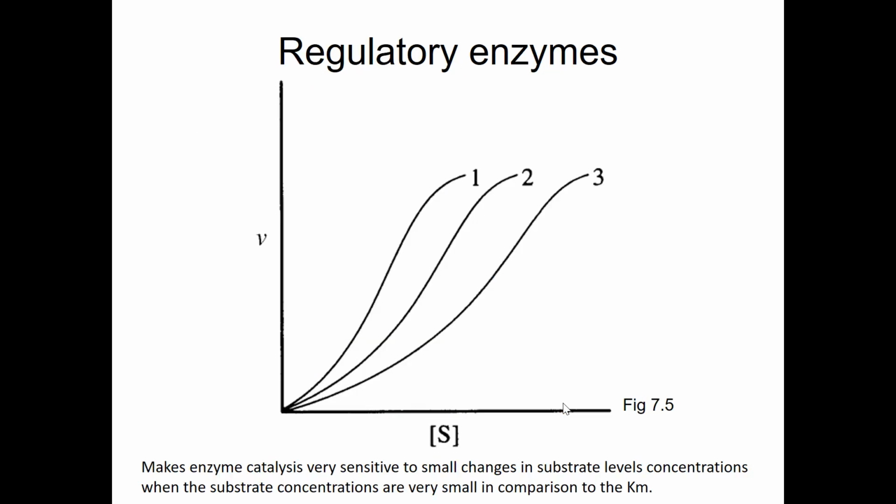Okay, so let's now look at the kinetics for regulatory enzymes. You can see they have this S shape or sigmoidal curve. So this makes enzyme catalysis very sensitive to small changes in substrate levels or concentrations. So when the substrate concentration changes, when substrate concentrations are very small in comparison to the Km, or again, the affinity of that transporter for its solute.